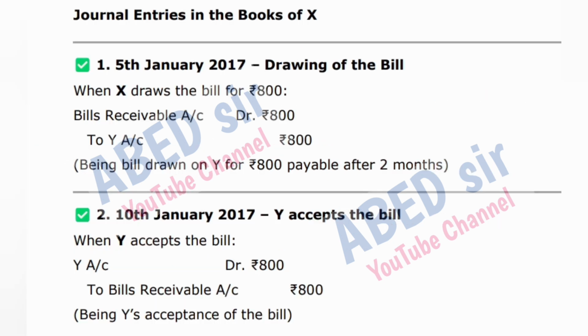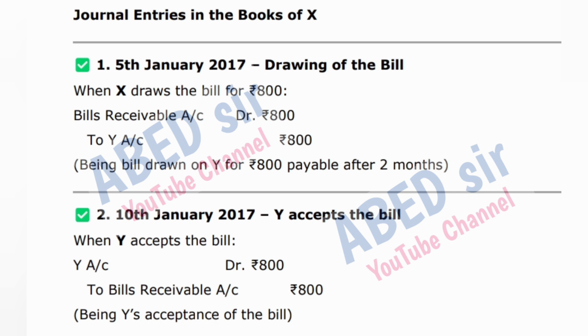Journal entries in the books of X. 1. 5th January 2017, drawing of the bill. When X draws the bill for 800 rupees. Bills Receivable A/c Dr. 800 rupees. To Y A/c 800 rupees. Being bill drawn on Y for 800 rupees payable after 2 months.